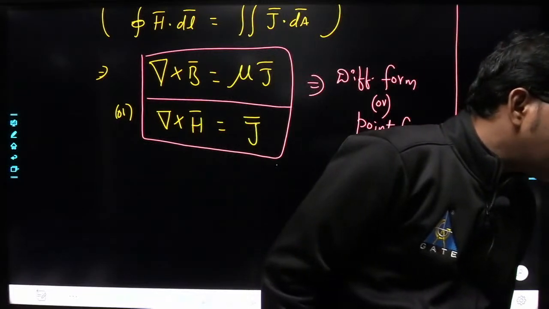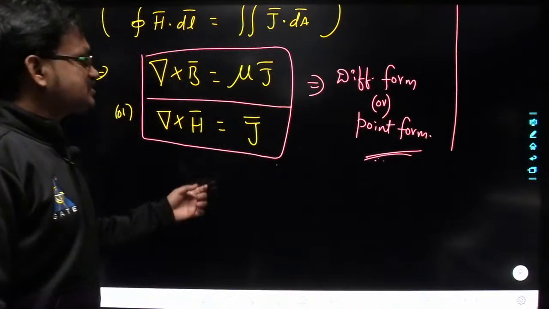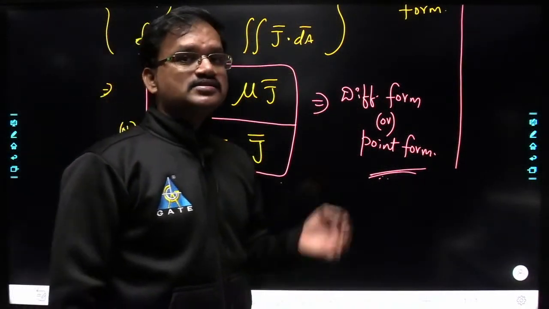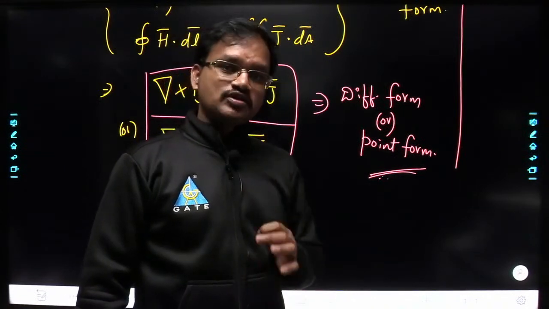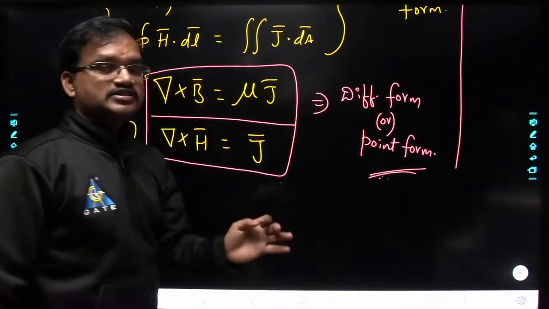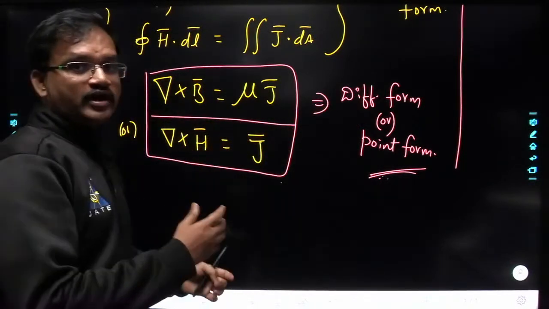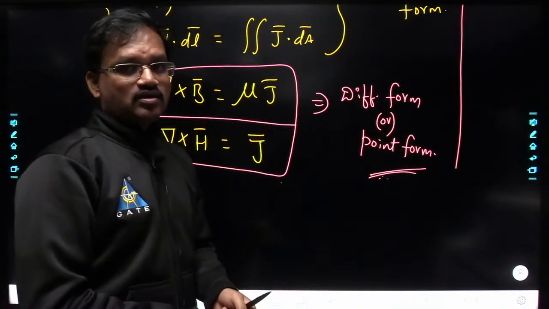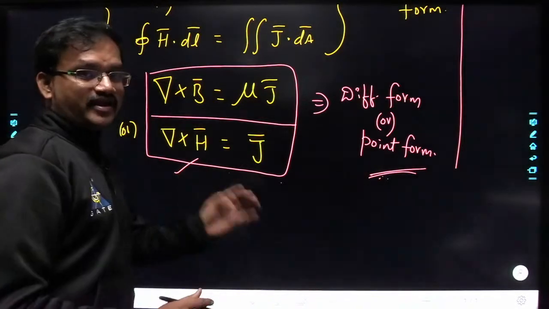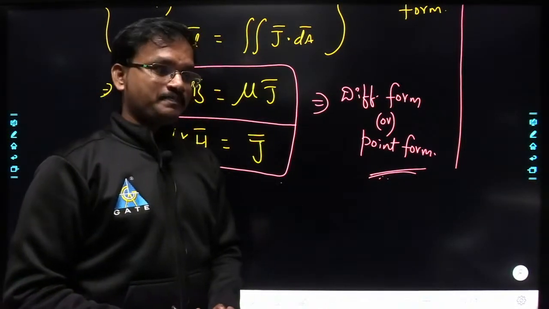How will we define this point form? This form is called point form. Why are we calling it point form? Because the curl is defined at a point, that's why I am calling it the point form of the equation, or we can call it the differential form. Why differential form? If you expand this curl, you are going to get a differential operator. So that's why I am calling it differential form. The curl, divergence and gradient are defined at a point, so I call it point form.